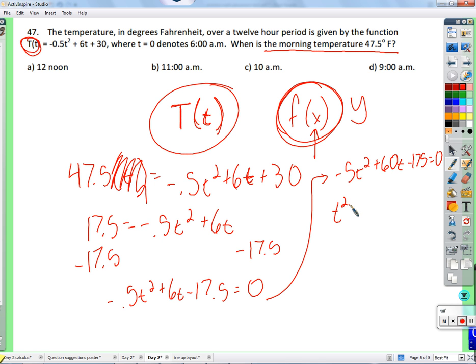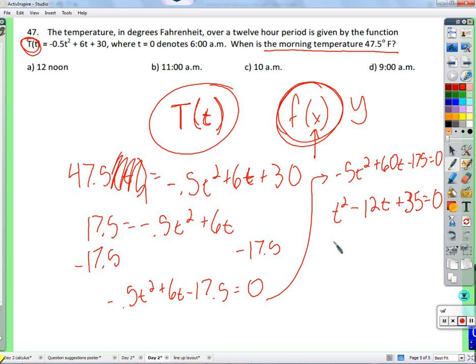T squared minus 12t, right? Yeah. Plus 175 divided by 5. 35. We're fighting over this. 35. You're just multiplying by 2. We're all good? Okay. Now it is a better looking quadratic. It looks more like a factorable quadratic, yeah.